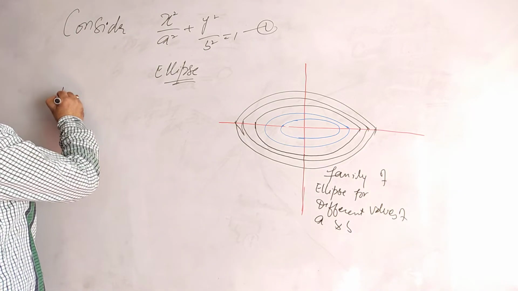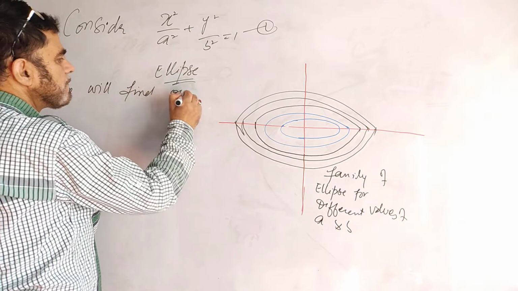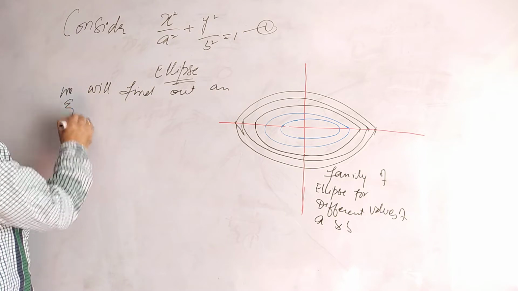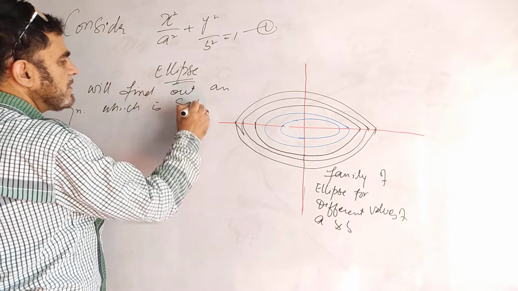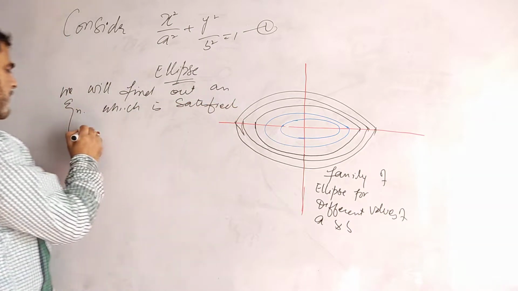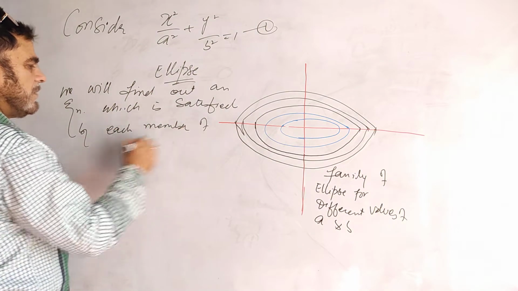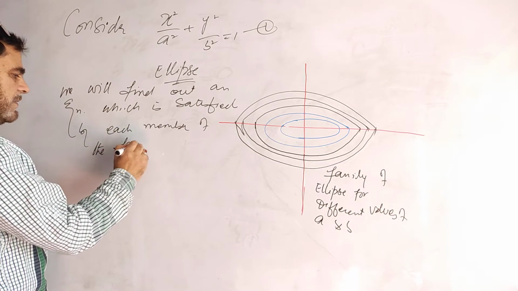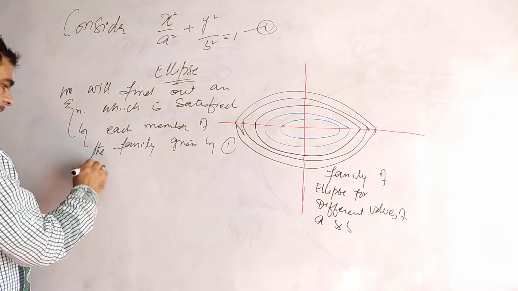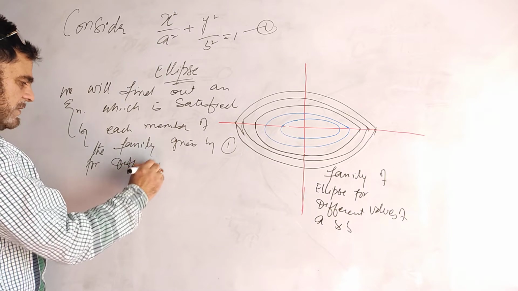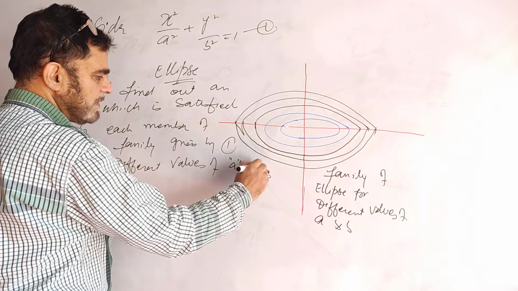We will find an equation which is satisfied by each member of the family given by first, for different values of a and b.